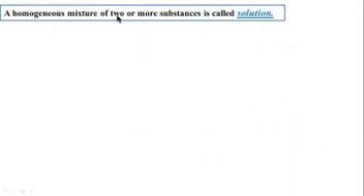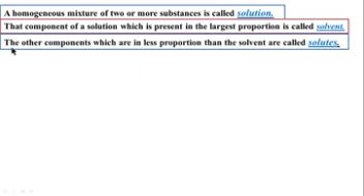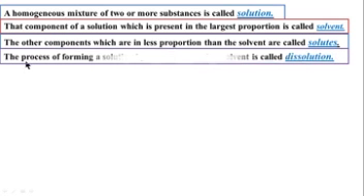A homogeneous mixture of 2 or more substances is called a solution. The component of a solution which is present in the largest proportion is called a solvent. The other components which are in less proportion than the solvent are called solutes. The process of forming a solution by mixing solutes in a solvent is called dissolution.